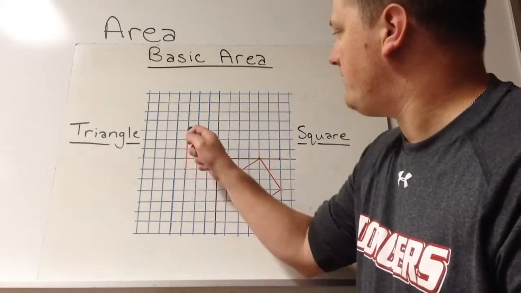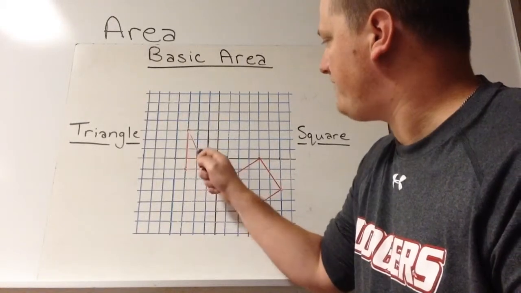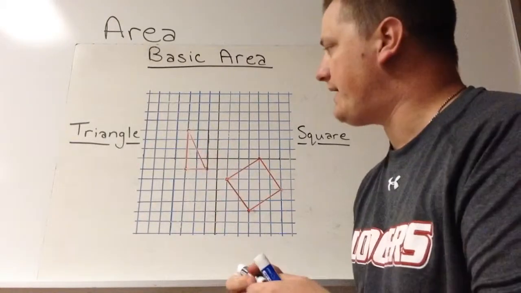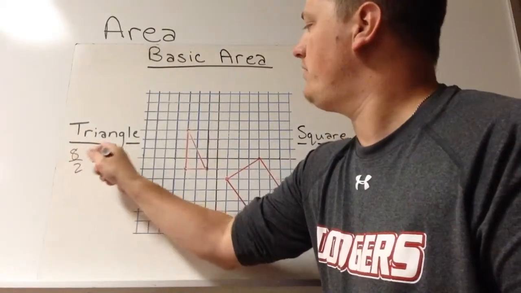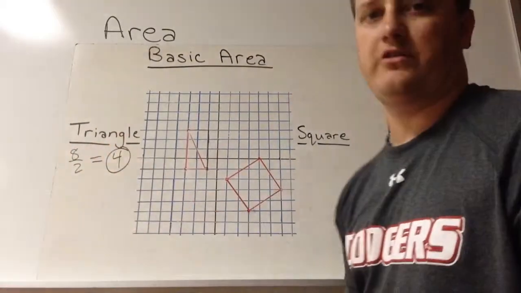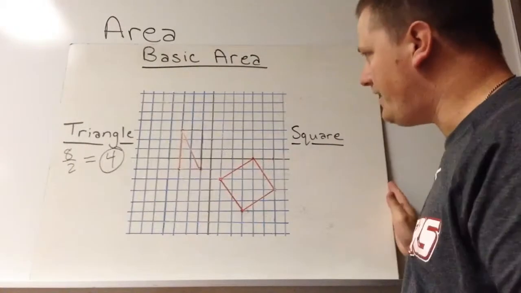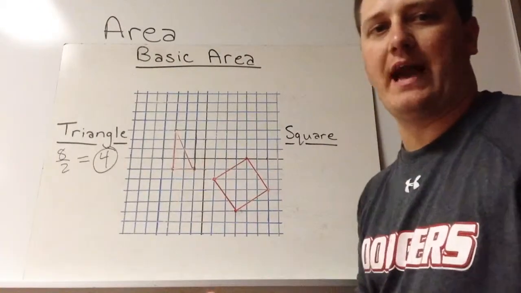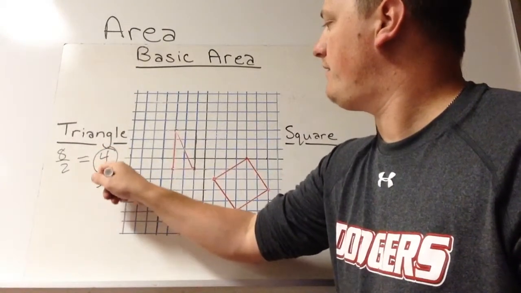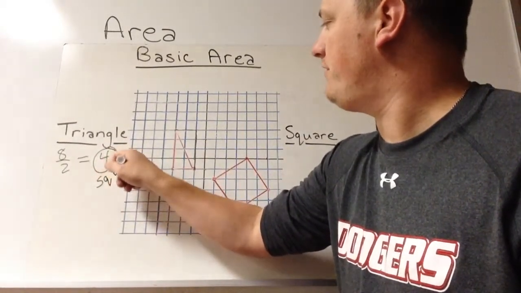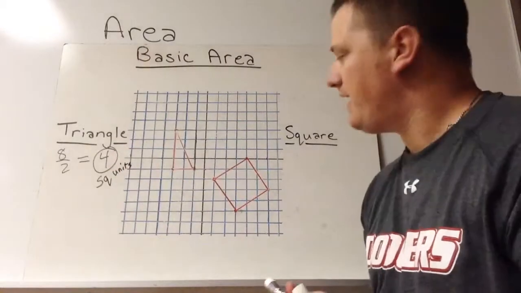So the rectangle is 1, 2, 3, 4, 5, 6, 7, 8. So the rectangle is 8. So the triangle is 8 divided by 2, which is 4 squares. Now, for a square, we could just count up. So 4 square units. Always label. I didn't label there.